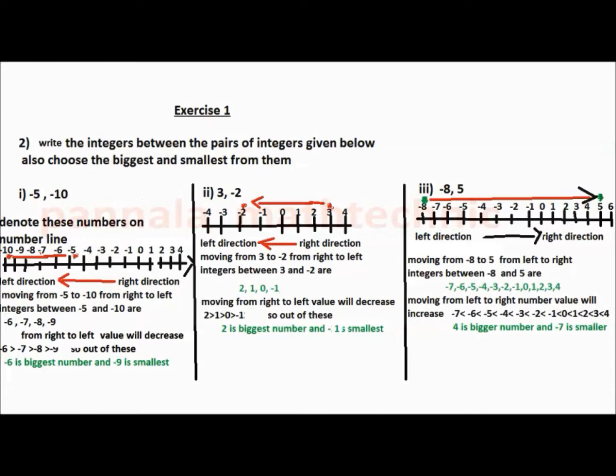These are the in-between numbers between minus 5 and minus 10, and from these, minus 6 is the greatest number, the biggest number, and minus 9 is the smallest number. Because we are going from right to left, the value will decrease. So minus 6 is greater than minus 7, minus 7 is greater than minus 8, such that minus 6 is the biggest number and minus 9 is the smallest number. And follow the other two examples for the other problems.